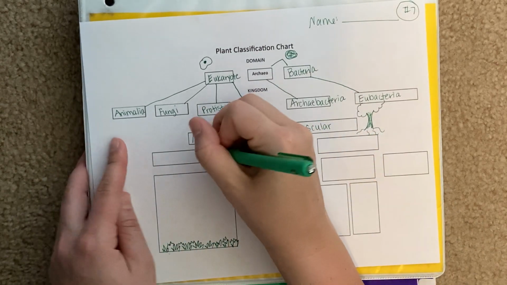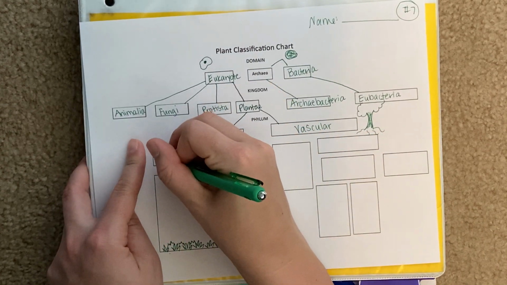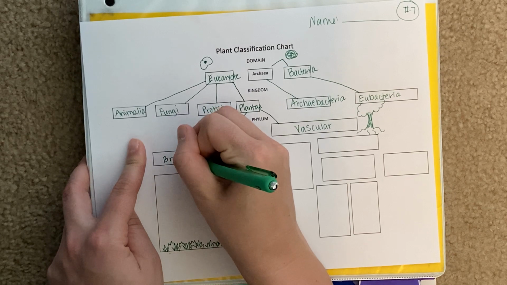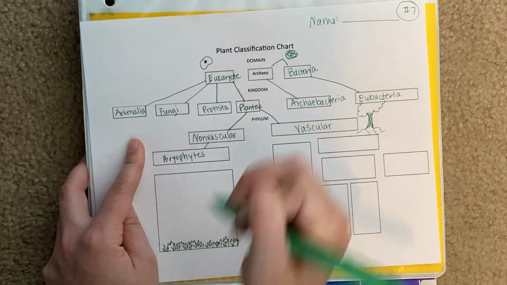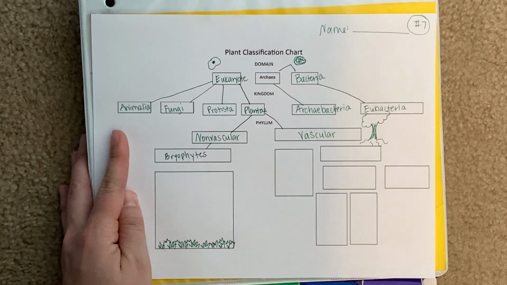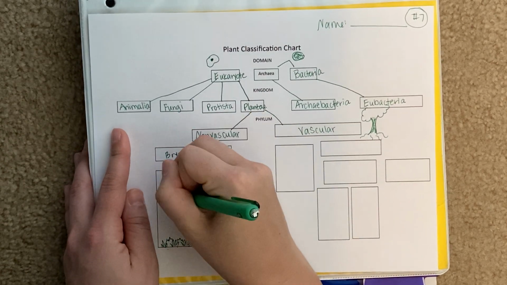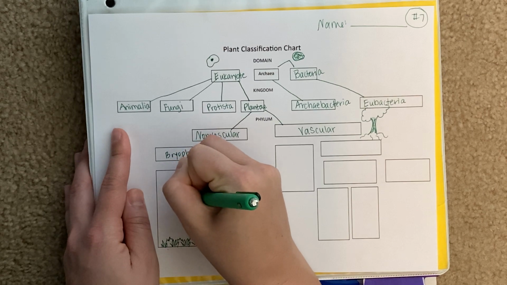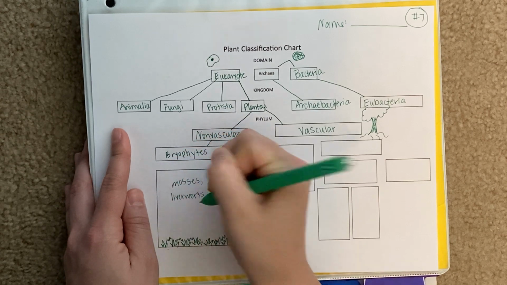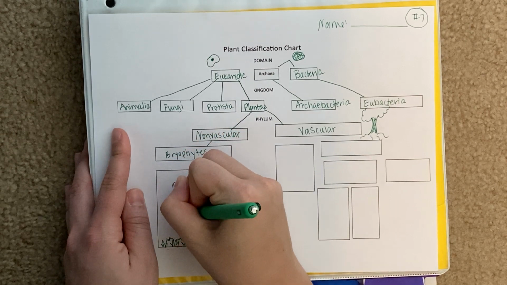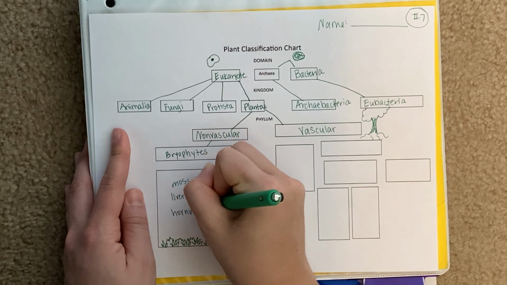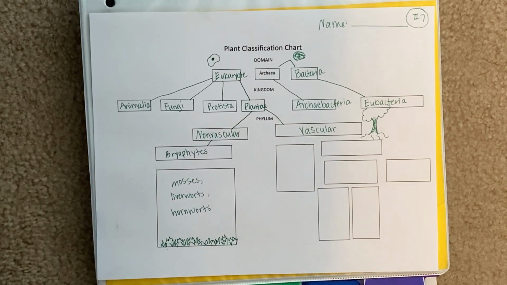So vascular and non-vascular. Because non-vascular is so much shorter, let's go ahead and fill that out. The only subgroup for non-vascular plants are the bryophytes. That's just the scientific name for non-vascular plants. And then there were three examples that we talked about: mosses, liverworts, and hornworts.